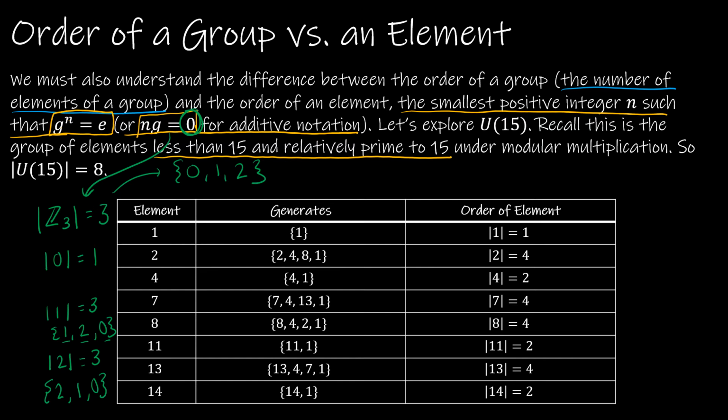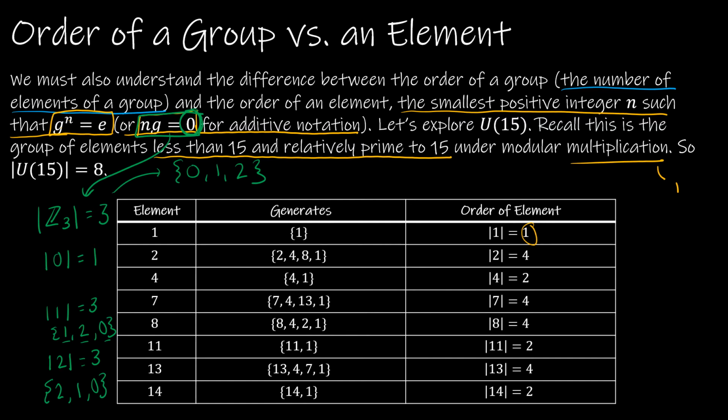Now, the reason I wanted to show you this example is because the one I have written in green is obviously for the additive notation, whereas if we're looking at U15, we're talking about modular multiplication. So now, let me just switch colors there real quick. So now we're talking about multiplication, which means my identity in this case is 1. So again, if I have the element 1, how many times do I need 1 to get back to 1? I just need 1 time.